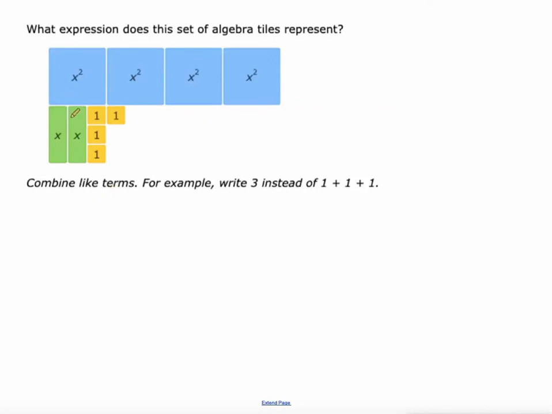And another one here. We've got 4 x squareds and 2 x's and 4 1's. So that's how we would write that as a polynomial.